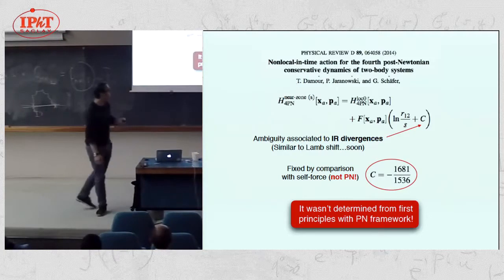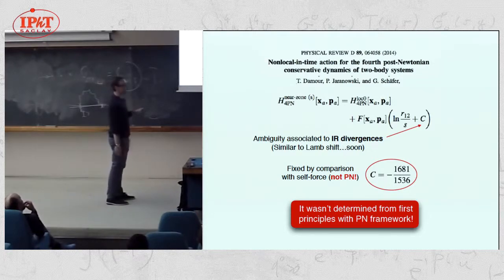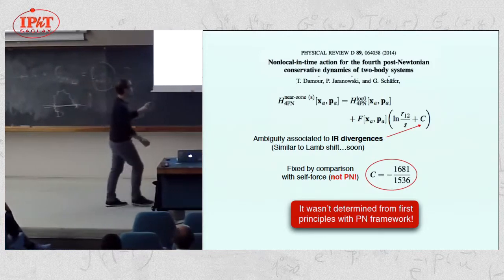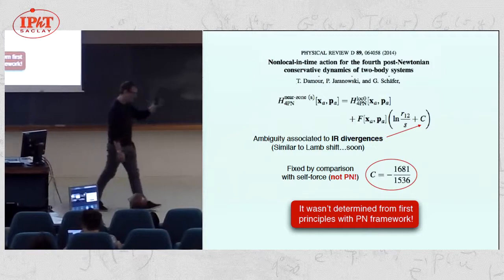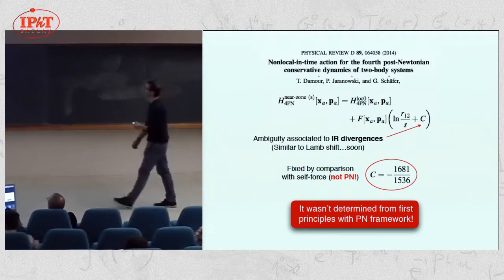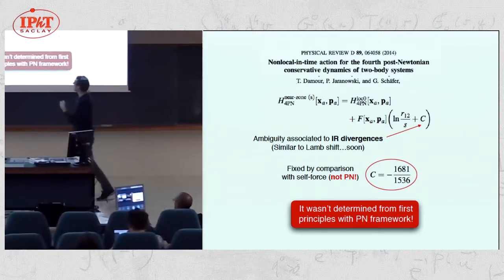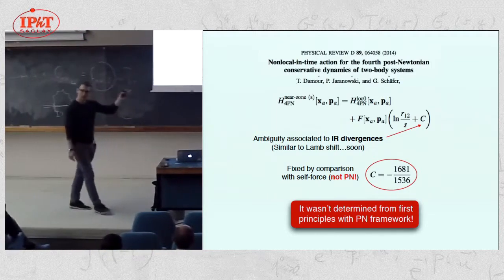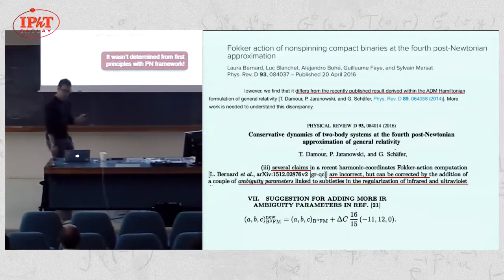So how did they solve this problem? They put in an ambiguity parameter, which is associated with these infrared divergences. But how can you fit this? Because the log appears at leading order in the mass ratio, they went to their friends that do self-force calculations, which also compute the binding energy, and then they matched. And they obtained the number. It was not obtained purely from post-Newtonian; it relied on a matching to another calculation. So it wasn't determined from first principles.